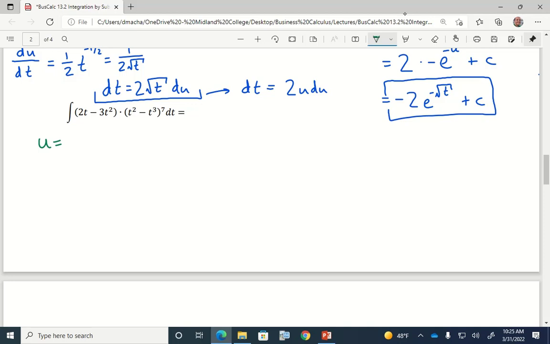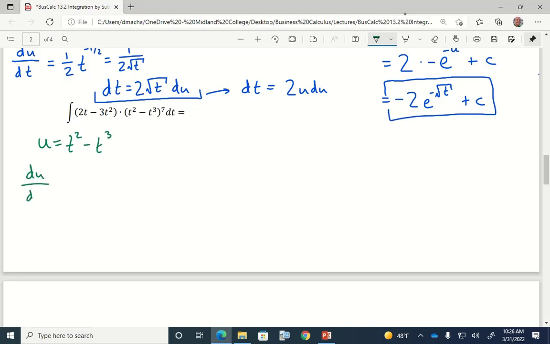The u substitution is going to make this one easy. But what do I choose for lowercase u? T squared minus t cubed, yeah. I like this. Here inside that seventh power, I have something that, if I could simplify it to a u to the seventh power, is going to make my integrand a lot simpler. So we're going to set u equal to t squared minus t cubed.